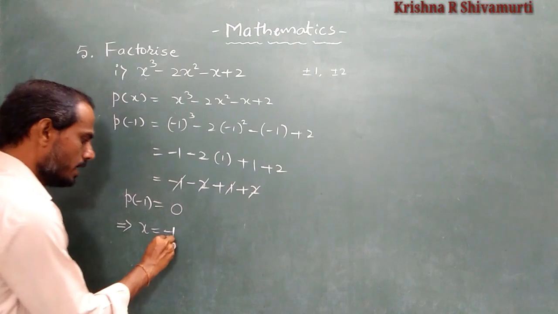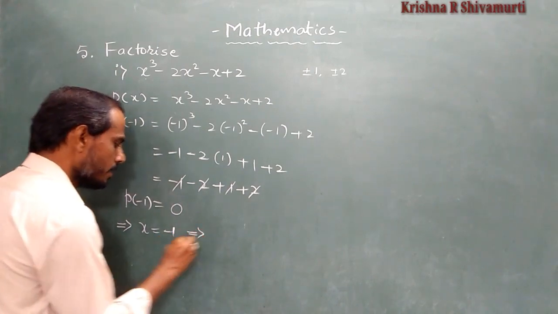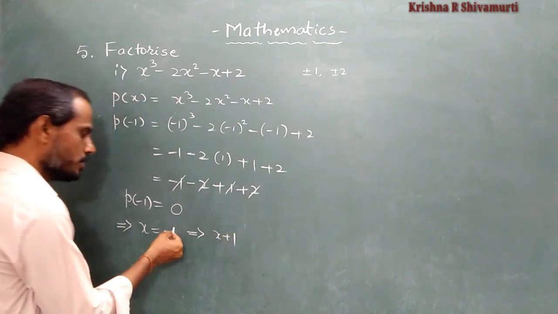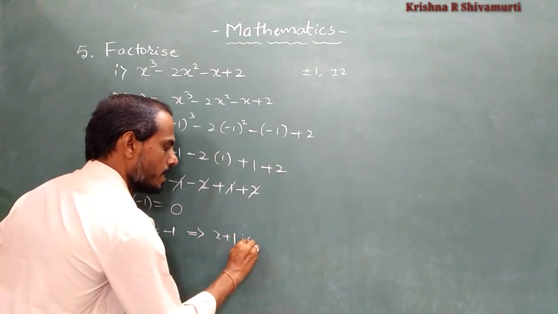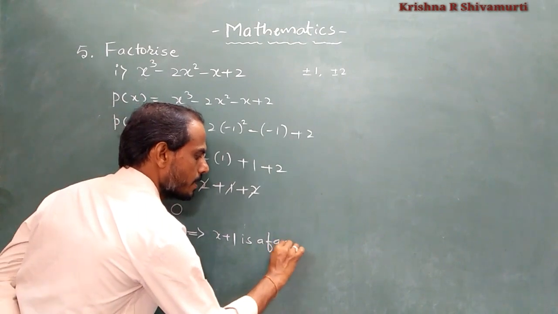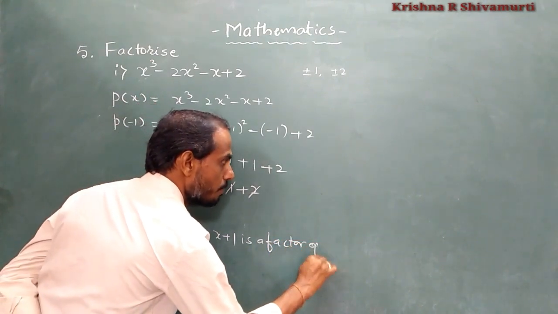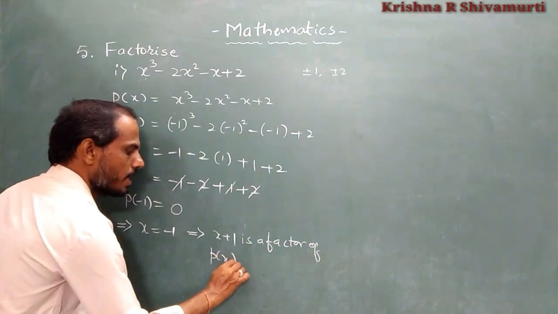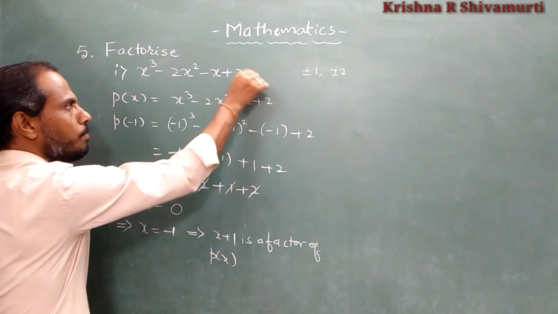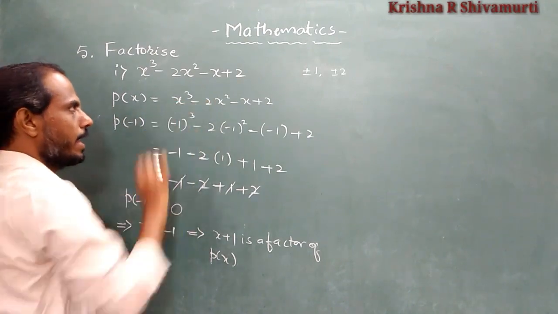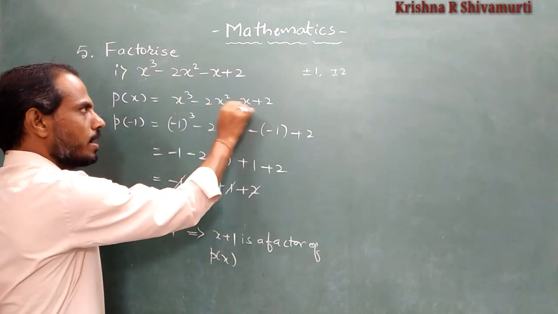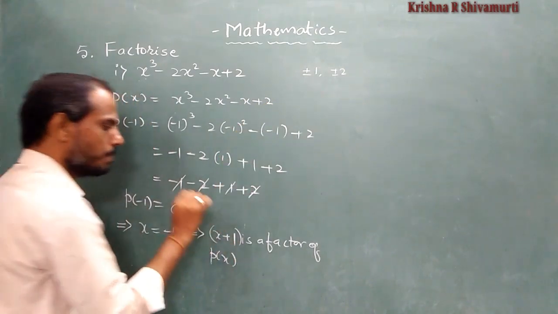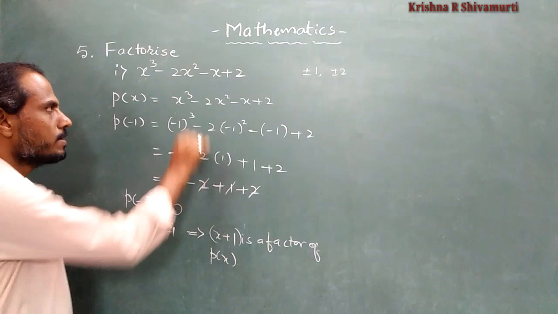It is a solution, which implies that taking this minus 1 to this side, x plus 1, it becomes minus 1 to plus 1, is a factor of p of x. Is a factor of what? P of x. P of x means this is the given polynomial. What is the polynomial? X cube minus 2x square minus x plus 2. Its factor, which one? The x plus 1 is the factor of this one.